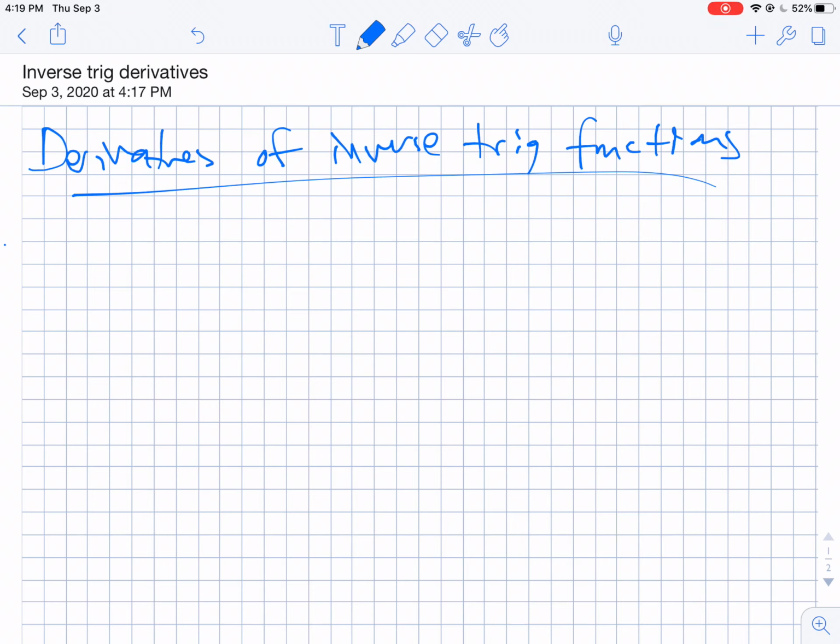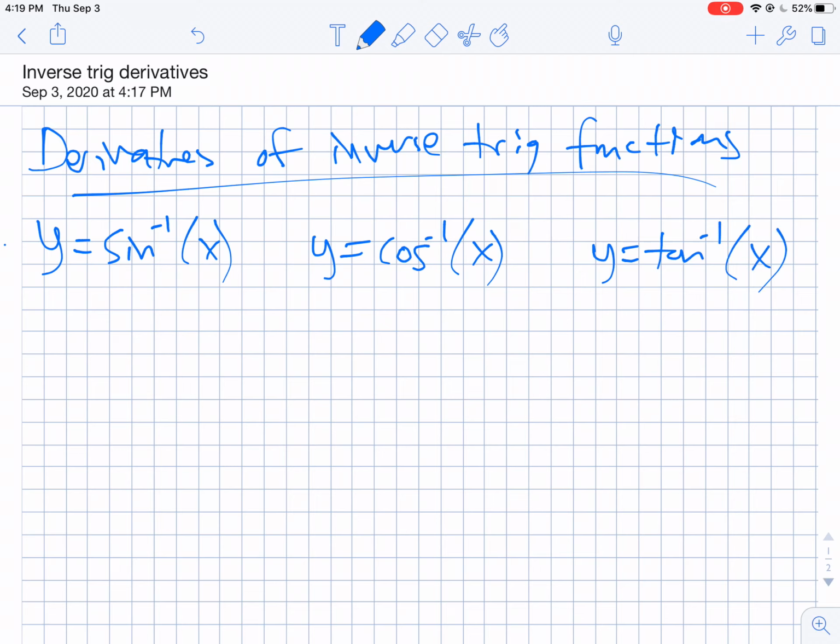Alright guys, so I've been getting a lot of emails from people asking, Boris, what are the derivatives of the inverse trig functions? So if you have y equals inverse sine of x, or y equals inverse cosine of x, or perhaps even y equals inverse tangent of x, how do you take the derivatives of those functions? Well, gee, I think that's a great question. So let me go ahead and try and answer that today. So that's going to be our focus.